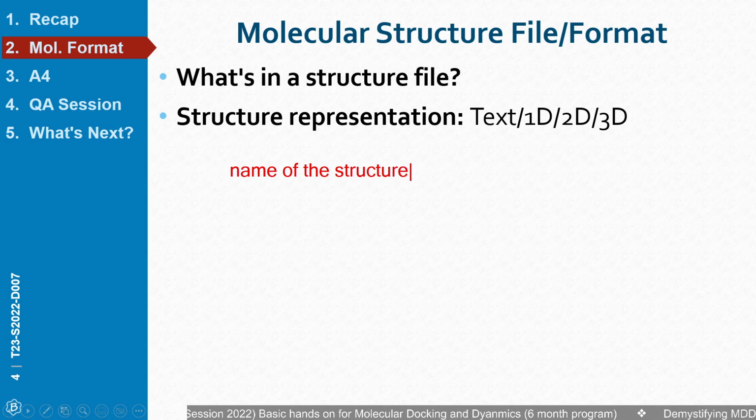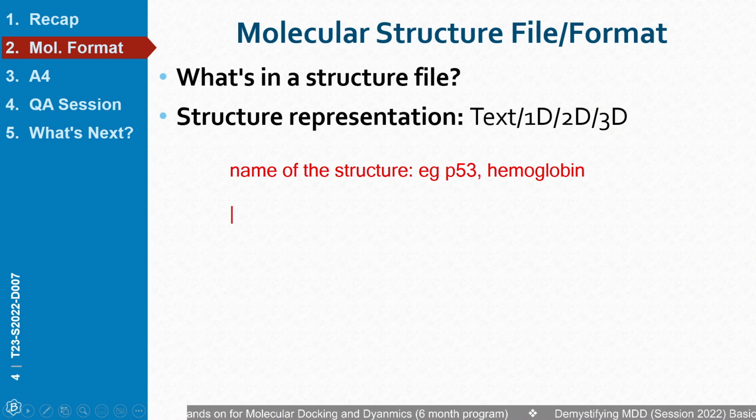Like if I want to talk about P53 or hemoglobin, if I tell you the name, you can understand what it should look like and what's the composition of the structure. Second thing is that I can communicate to you using composition like chemical formula, which you have already studied in chemistry classes.